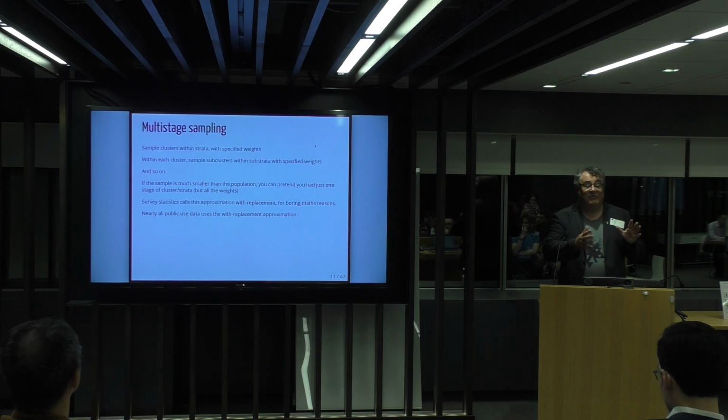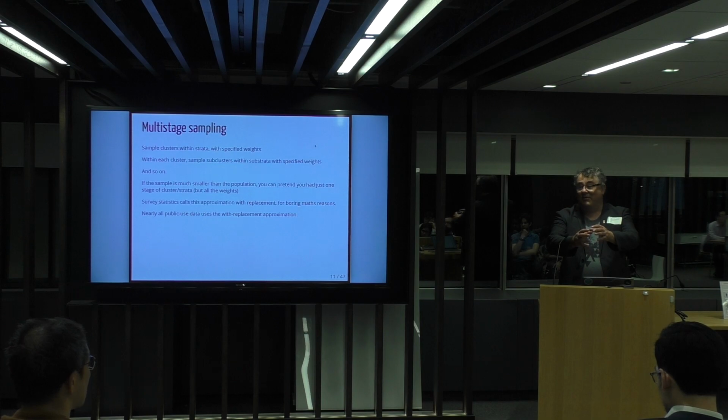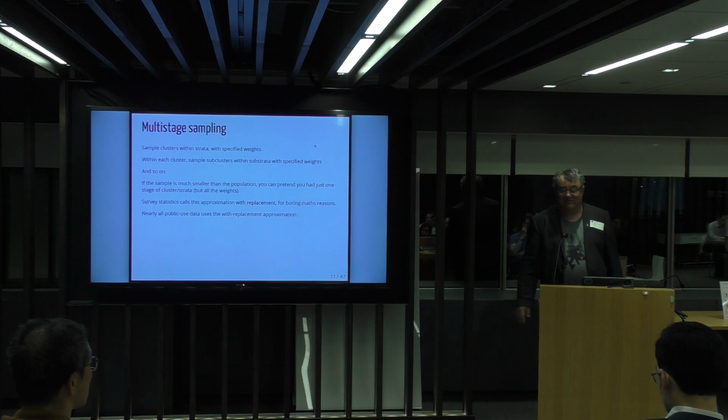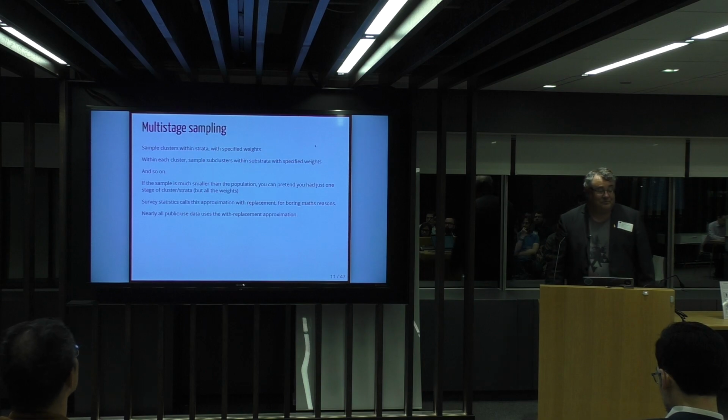Now, that was sort of one stage of sampling. Once you've sampled clusters, if you sampled New York, you don't want to measure everyone in New York. You want a subsample. And so you might sample a bunch of neighborhoods in New York and go there. And then you might sample a bunch of streets in those neighborhoods and then go and knock on doors there. So you have multiple stages of sampling. Fortunately, you can ignore this nearly all the time.